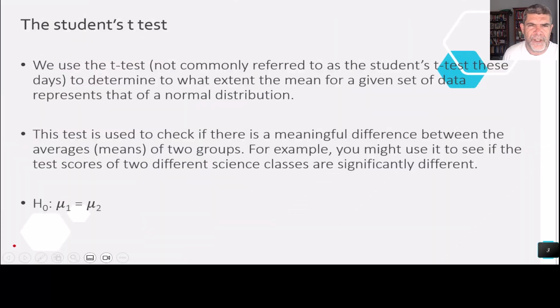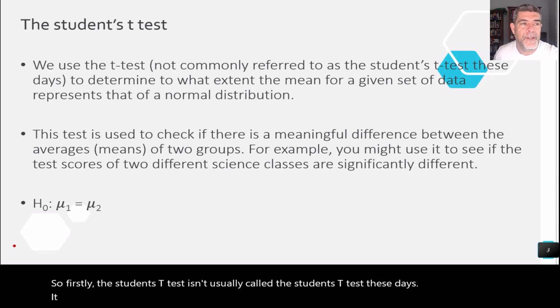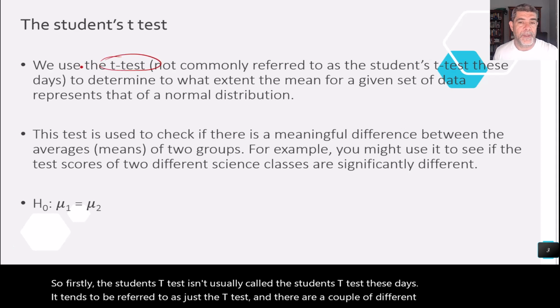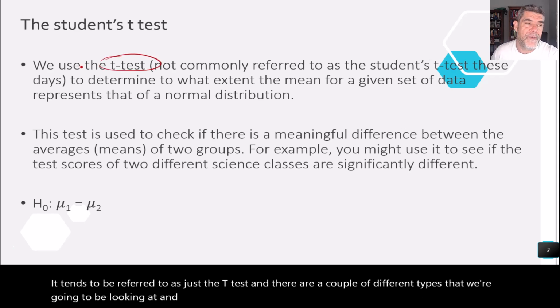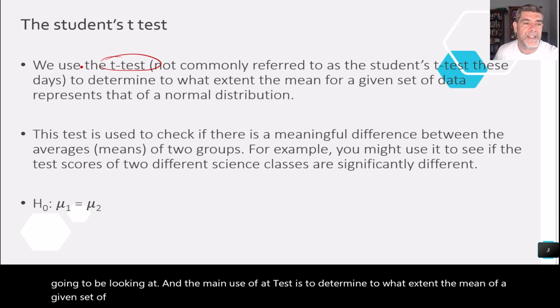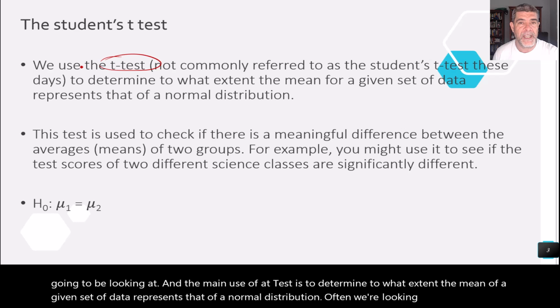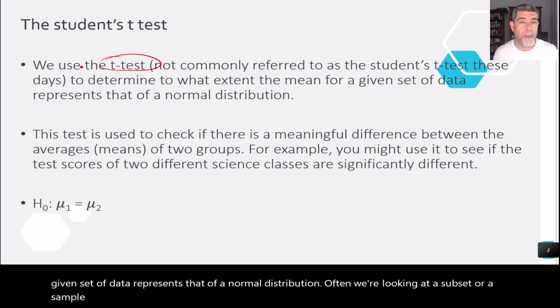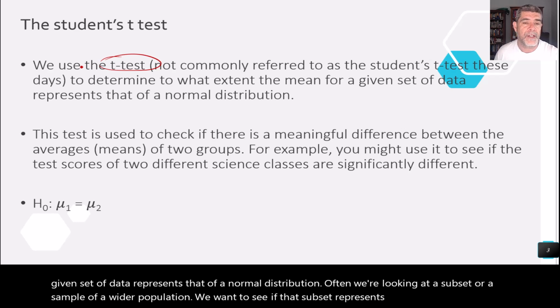Firstly, the student's t-test isn't usually called the student's t-test these days. It tends to be referred to as just the t-test. And there are a couple of different types that we're going to be looking at. The main use of a t-test is to determine to what extent the mean of a given set of data represents that of a normal distribution. Often we're looking at a subset or a sample of a wider population. We want to see if that subset represents that wider population.